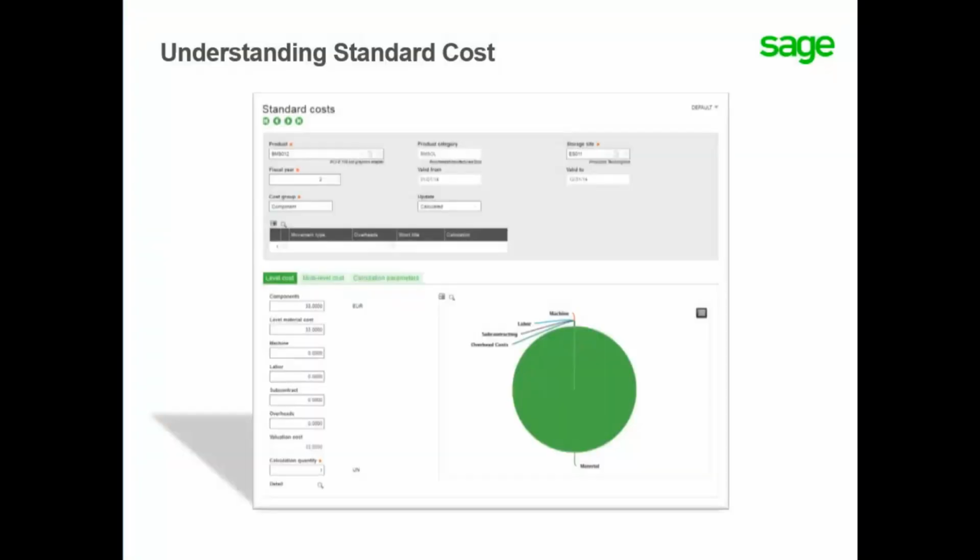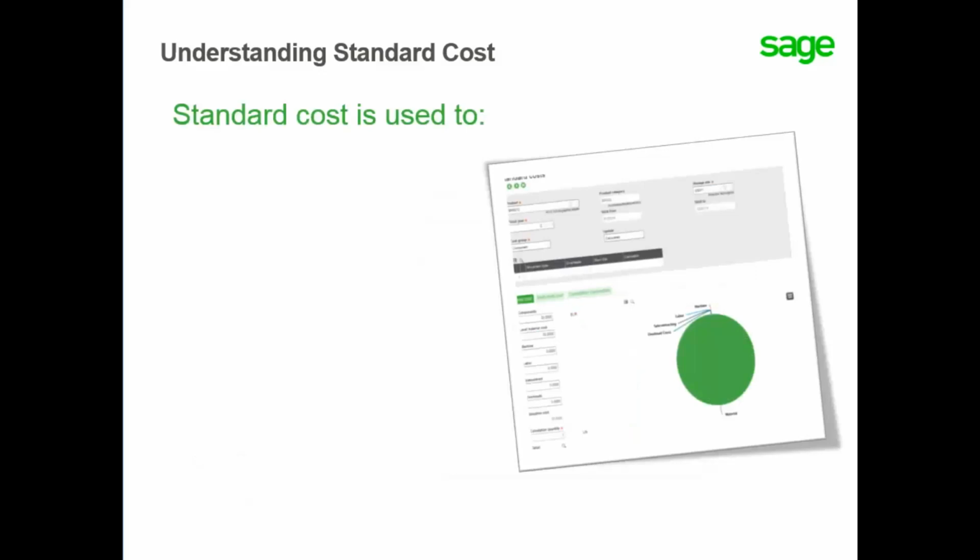A standard cost is most often used in a manufacturing environment. The cost lists the component, machine, labor, and overhead costs, and also presents a graph representing these costs so that you can understand how much of a role they play in each one of those categories.